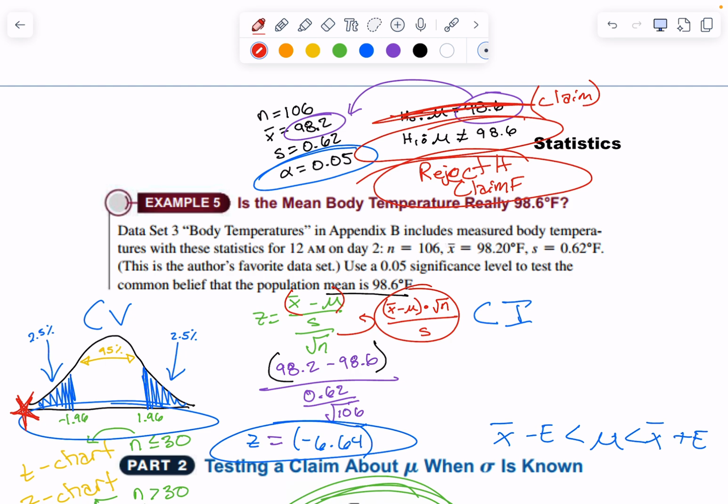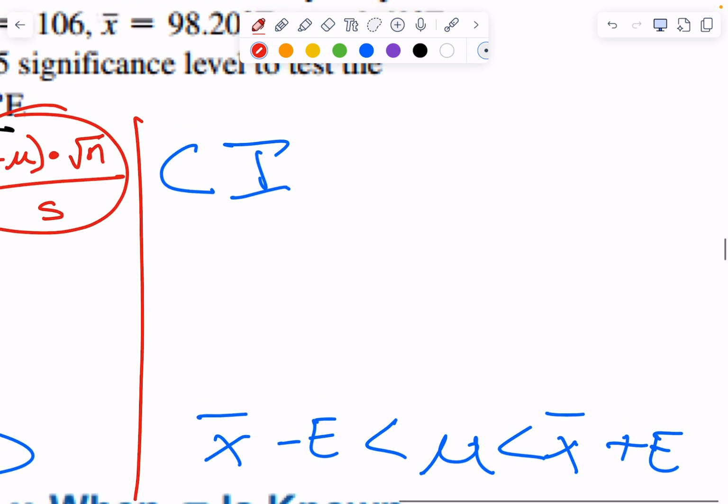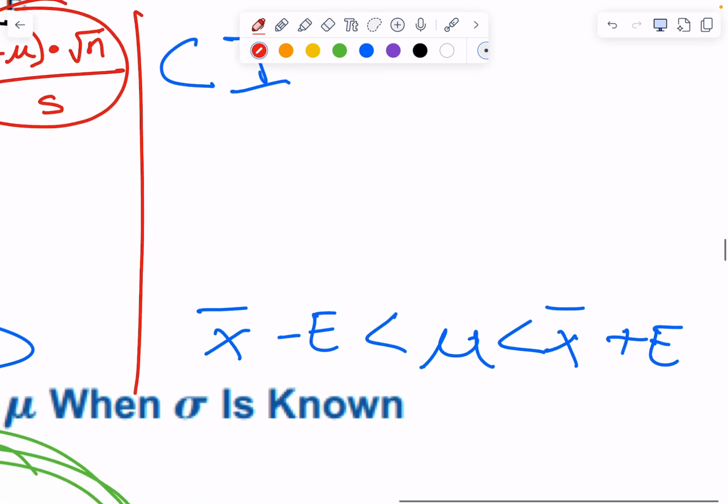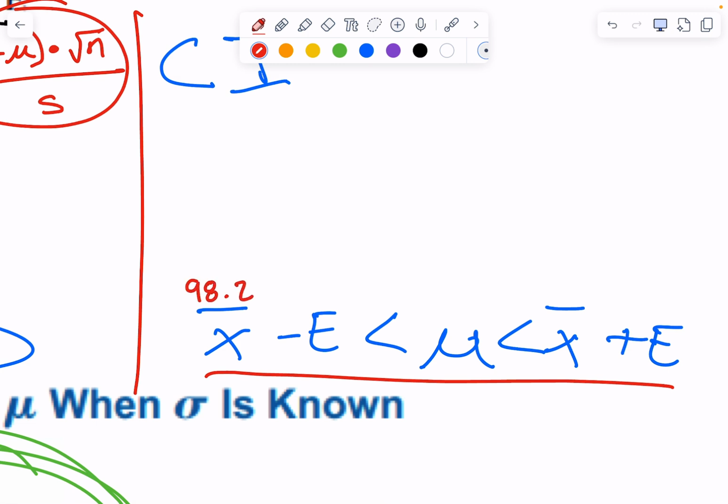Okay. Now, confidence interval style. Let's see if we get the same answer. So here we go. We're trying to figure out what this is. X bar was 98.2. Is that right? And then all we need to do is find what the error is, okay?